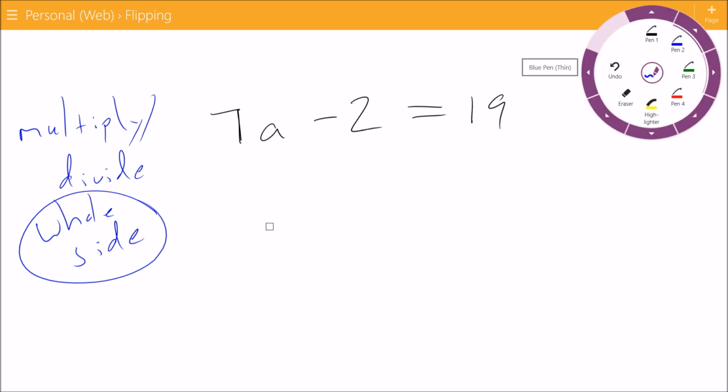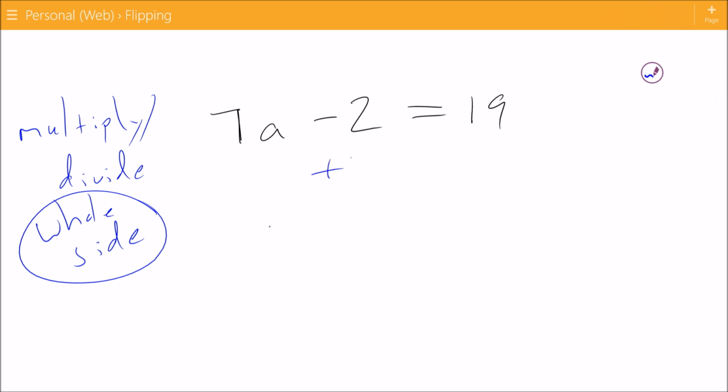So the first thing that I would do is I would add 2 to both sides. So quite often you'll be doing this. Do your addition and subtraction first. Those cancel. I'm left with 7a equal to 21. You've seen this before. Old hat.